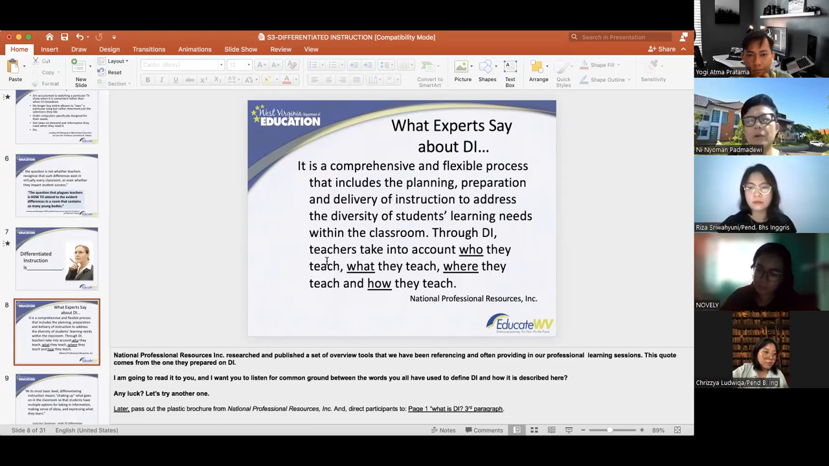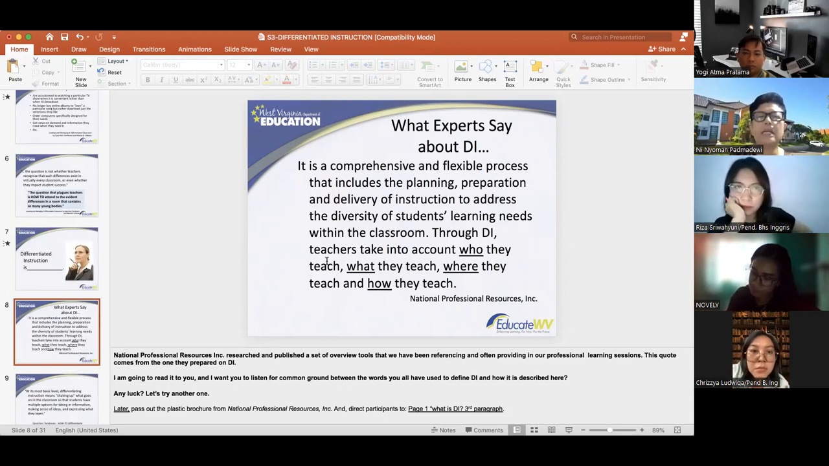So now we go on to this one. What experts say about differentiated instruction? It is a comprehensive and flexible process that includes the planning, preparation, and delivery of instruction to address the diversity of student learning need within the classroom. I told you already, we discussed about this already.